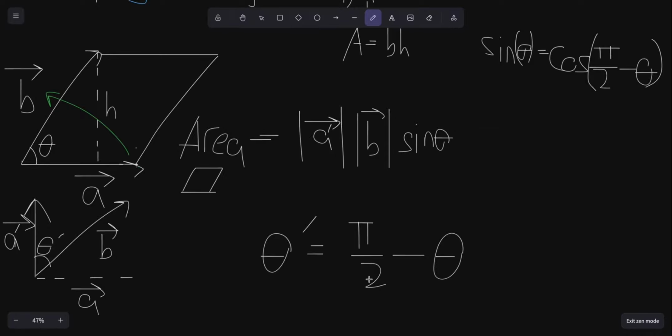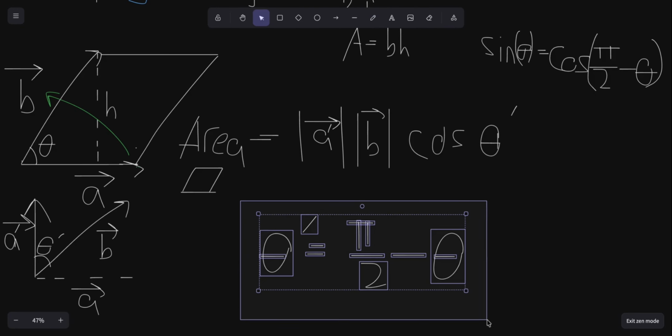I know that sine of the angle... and you see now we're able to apply this rule, right? We know that sine of the original angle is going to be equal to cosine of this new angle that we have. And so sine of my original angle is going to be equal to cosine of this new angle that I create if I rotate vector A by 90 degrees, okay?